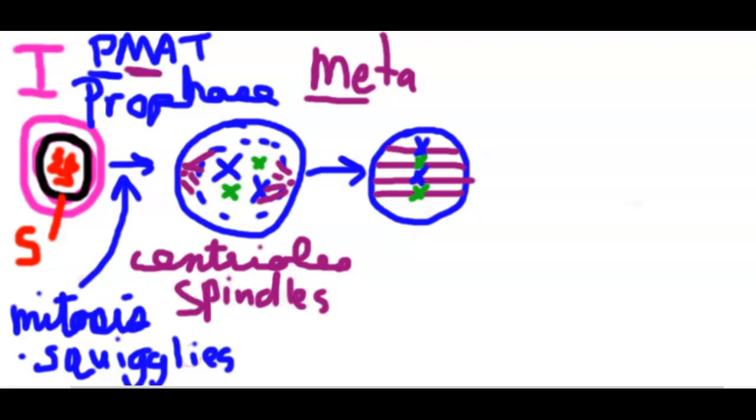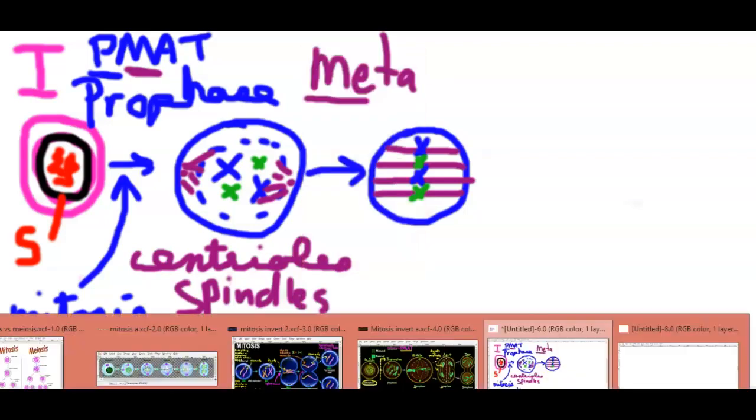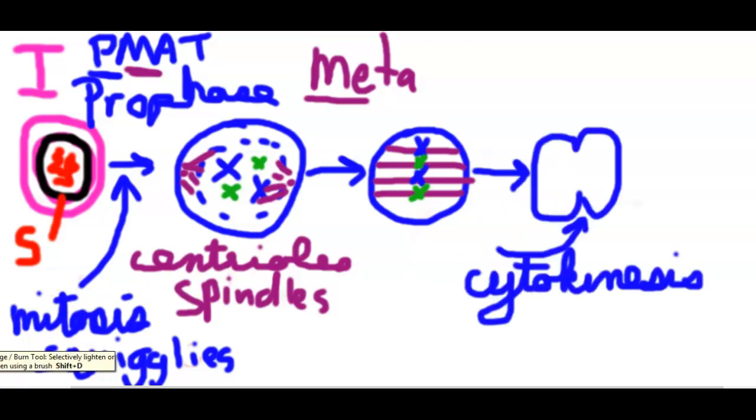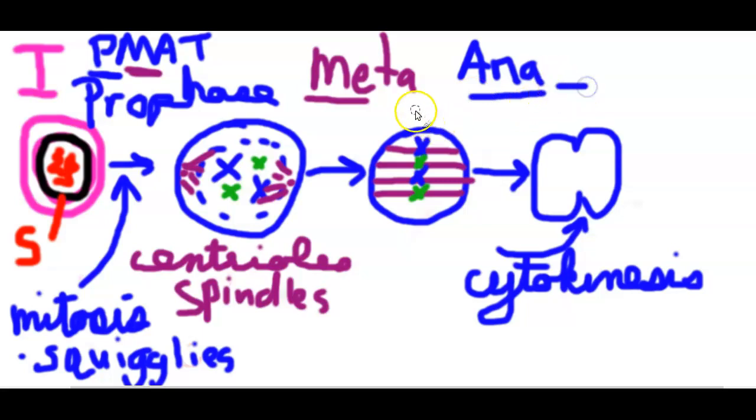That middle has several names for it. It's called the equator, equatorial plate, metaphase plate, or the middle. So our next stage is anaphase. A apart. Notice how I drew this picture right over here. Anaphase. I'm not going to write out the whole word because I don't have that much room. So anaphase, metaphase.